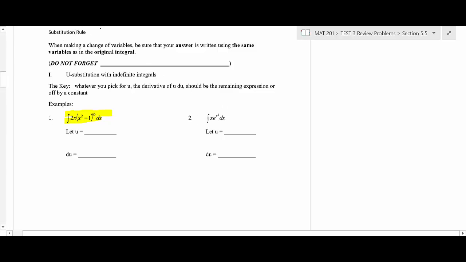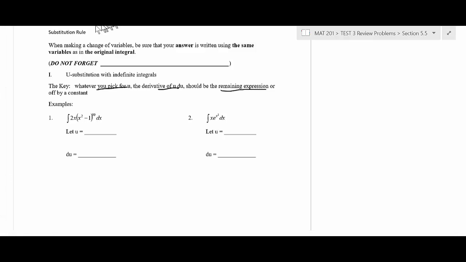Okay, let's take a look at this integral right here. If you don't know the u-substitution rule, you would be forced to FOIL this thing out 99 times and integrate term by term. So we have a methodology that we can use, so listen carefully because you have to wrap your head around what you let u equal to. When you're making a change of variables, one thing you always want to do is this, and it's key: whatever you pick for u, the derivative of u should be the remaining expression in the integral, or off by a constant.